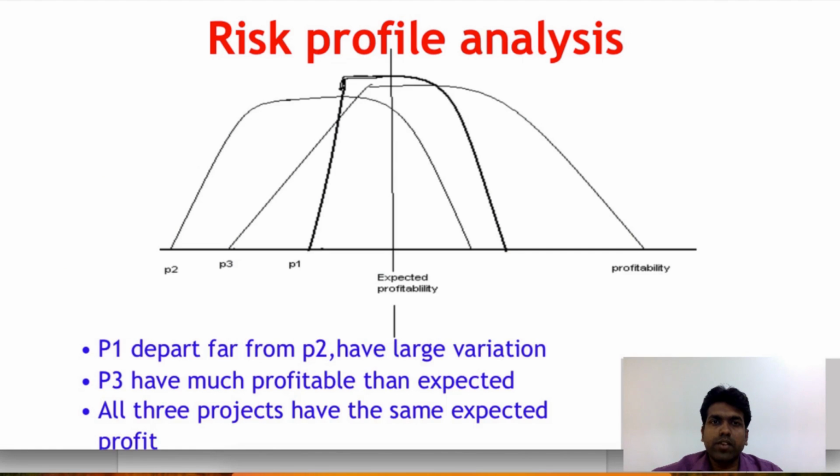So as you can see in this figure, the x-axis is basically showing the profitability and the y-axis is showing the expected profitability, and these are the profit and expected profit of three different projects, P1, P2 and P3. As you can see, P1 basically departs far from P2, which is having a large variation, whereas P3 is much more profitable than expected. So we can say that all the projects have the same expected profit.